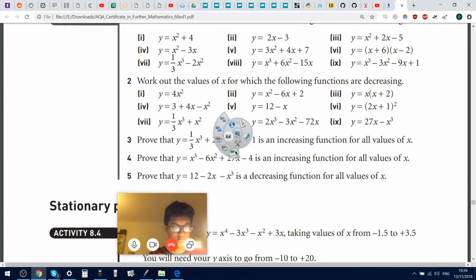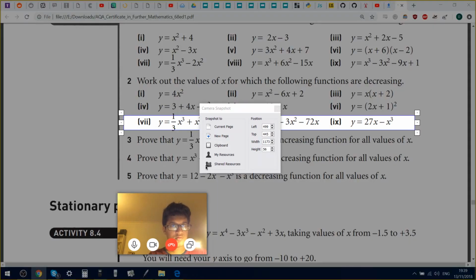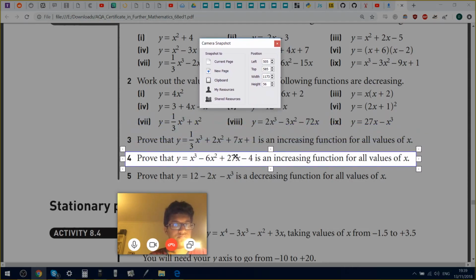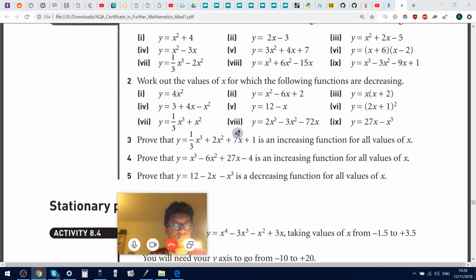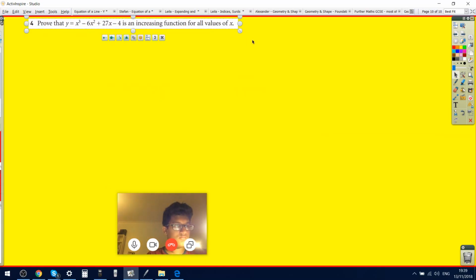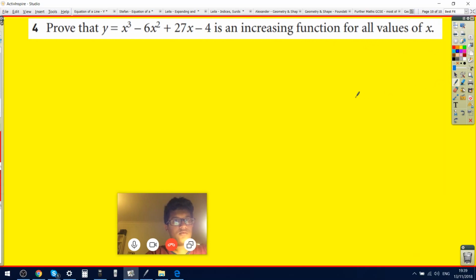Okay. So that was a decreasing cubic. So we'll just look at an increasing cubic. And this is kind of a strange one. It's an increasing function for all x values.